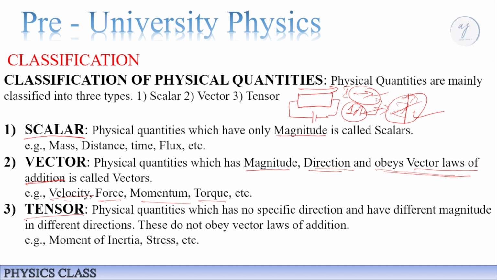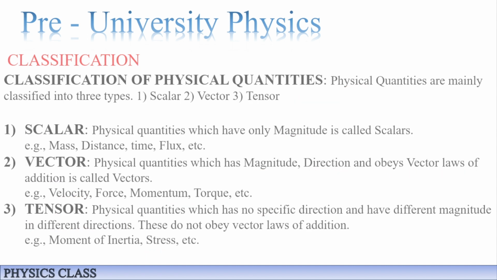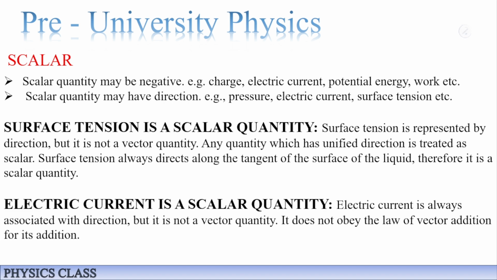Tensors. These are also physical quantities, ones which do not have any specific direction, and they have different magnitudes in different directions. Such physical quantities are listed under tensors. Examples are moment of inertia and stress.